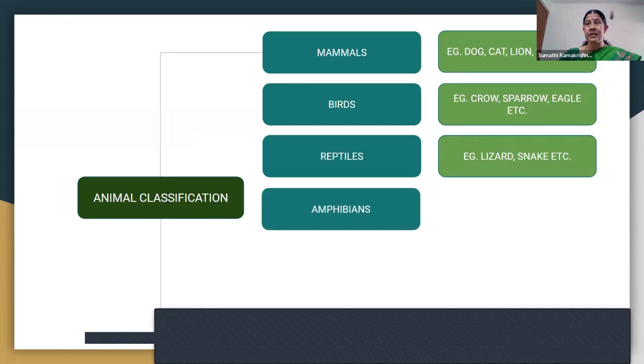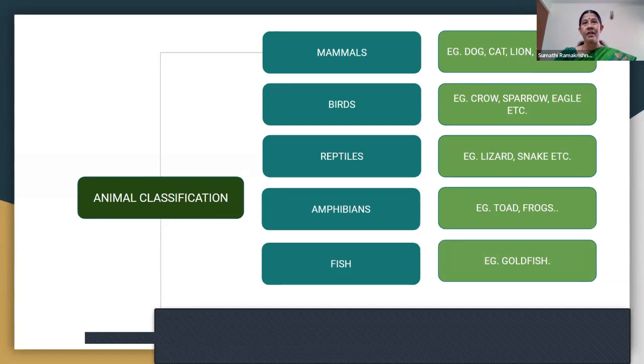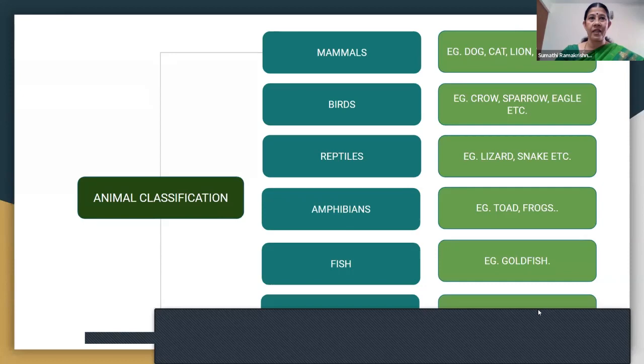Then amphibians. Amphibians are those that can breathe and absorb water through their very thin skin. For example, you can give frogs. Then comes fish. A fish is an animal that lives and breathes in water, and it swims there also. A few examples you can give. Then comes the insects. Insects, of course, are familiar. Generally they have 6 legs, 2 pairs of wings and a body which is divided into 3 parts. A few examples we can give for that too.